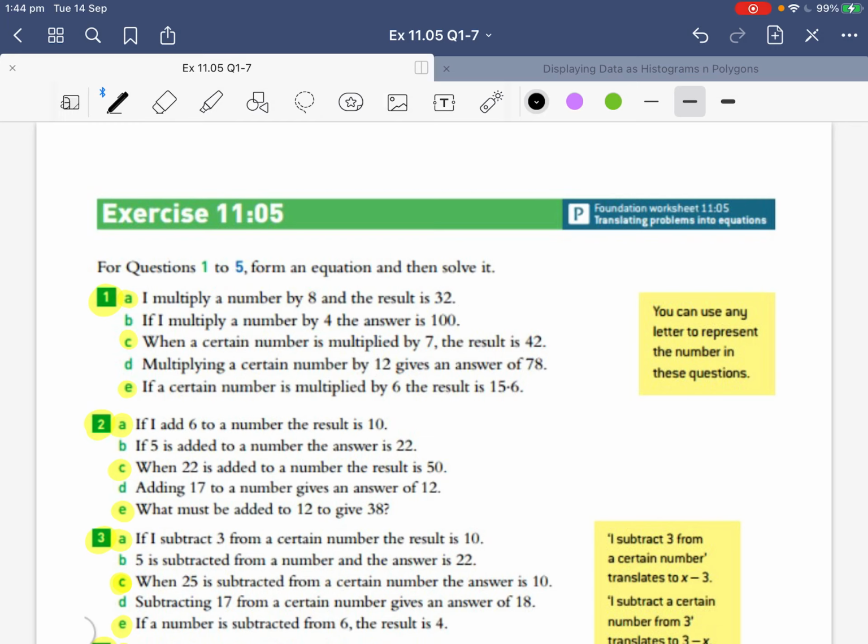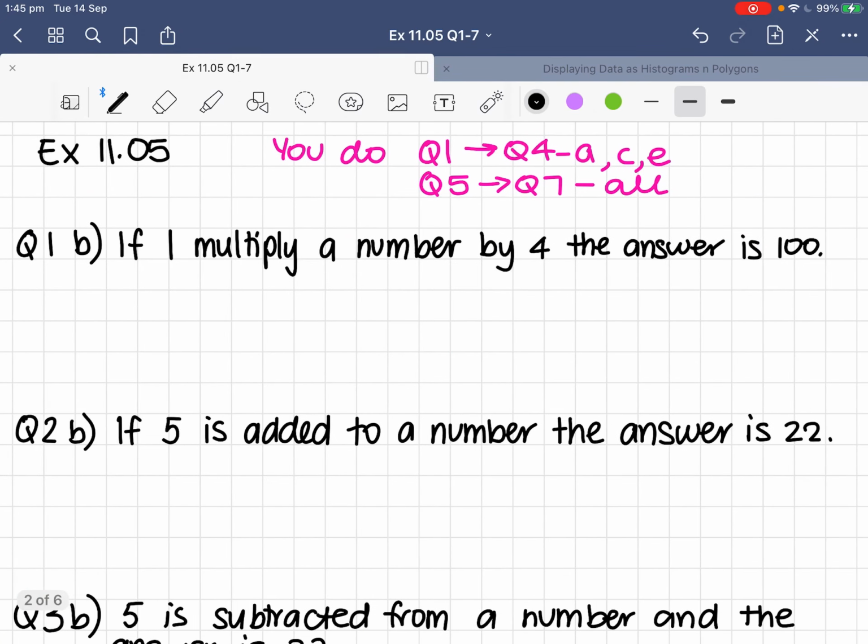So part B is very similar to parts A and C and E. So hopefully this will help you with how to do these questions.